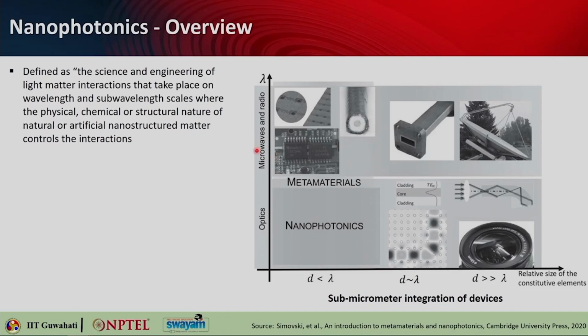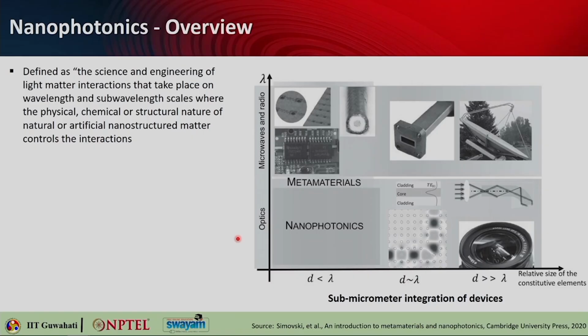The same thing is also applicable for microwaves and radio. You see the large antennas, you see the waveguides which are comparable to the wave dimension. Okay, and then you also have metamaterials in the microwave and radio domain where the device dimension is much smaller than the wavelength. Okay, so all in all, this gives you a complete overview of the field of nanophotonics and metamaterials.